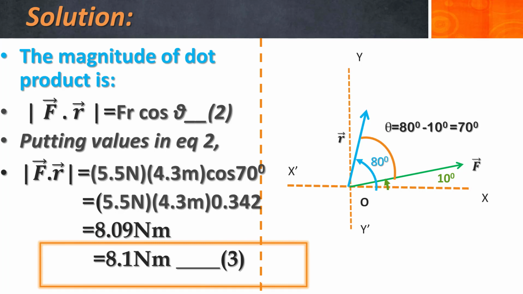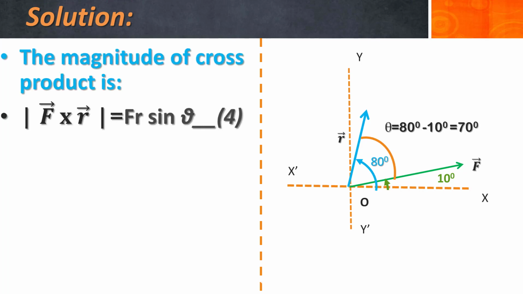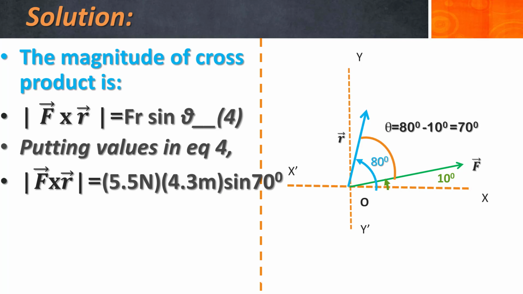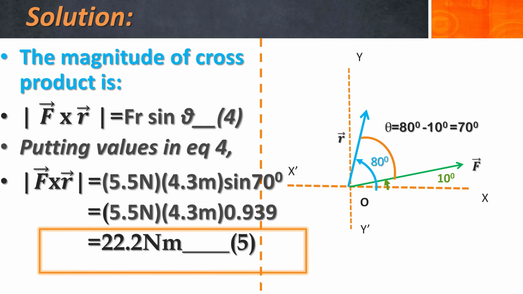First part is done. Then we will find the magnitude of the cross product. Magnitude of the cross product of f and r is equal to fr sin theta. Putting values in equation number 4, what will we get? Magnitude of the cross product of force and displacement is equal to 5.5 newton into 4.3 meters into sine of the angle between the two, which is 70 degrees. After putting the values and doing the calculations, we will get 22.2 newton meters. This is the required magnitude of the cross product.